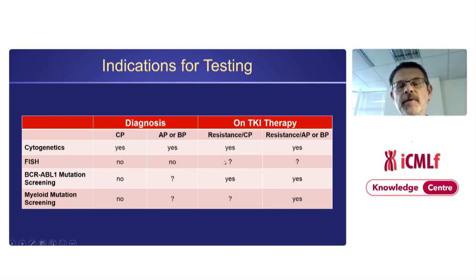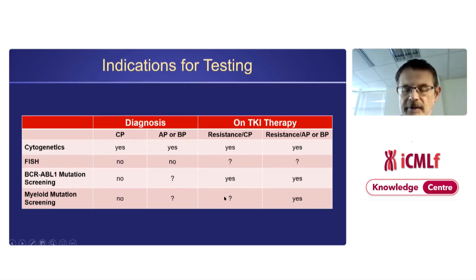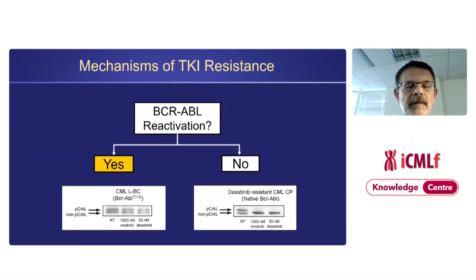Some people would perform panels for MDS or AML, but I don't think this is generally accepted. BCR-ABL mutation screening is critical, and certainly myeloid mutation screening if the patient has progressed to accelerated phase or blast phase. I think there's still some question about the value of that as long as the patient is in chronic phase. Now, if you look at resistance, what we get from these various tests is essentially information on the basic or underlying resistance mechanism.